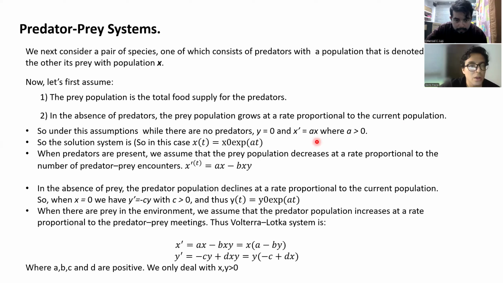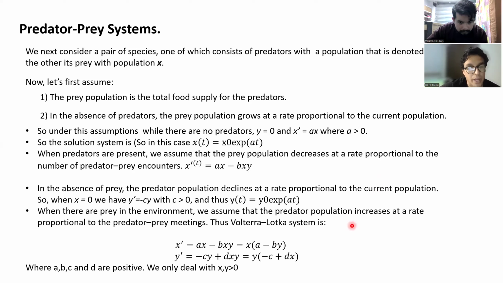with A greater than 0, okay? So, another assumption: when predators are present, we assume that the prey population decreases at a rate proportional to the number of predator-prey encounters. That's how we get the minus B times XY, because XY represents the encounters between predator and prey, and we have the proportional decrease. That's why we get the minus.